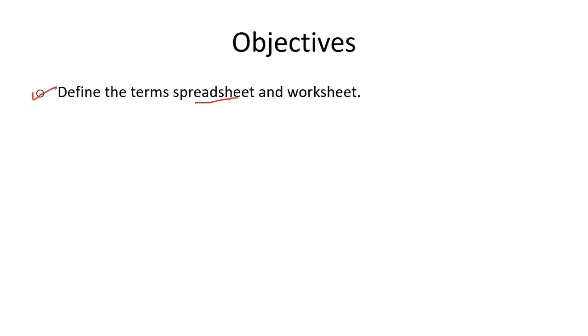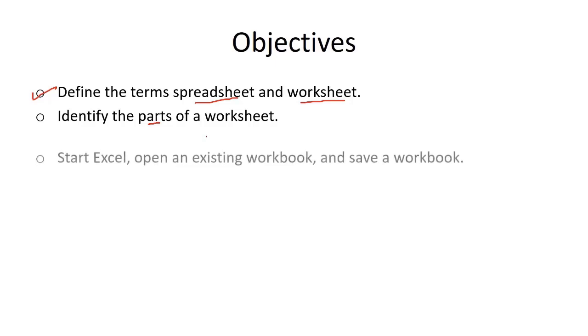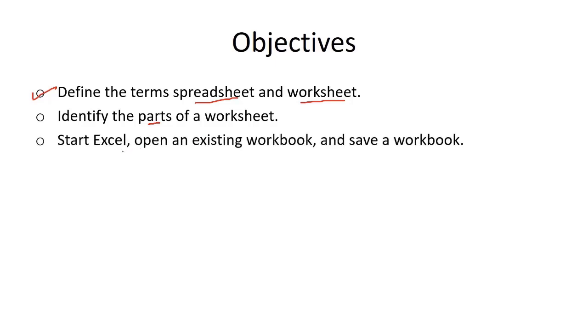So what all things will we be learning in this video? Well, first of all, we will be defining what the term spreadsheet is and what exactly we mean by worksheet. We will identify various parts of this worksheet. We will understand how to start Excel, open an existing workbook, and how to save a workbook. And we will understand how to create an active cell and how to enter numbers within that cell in a worksheet.